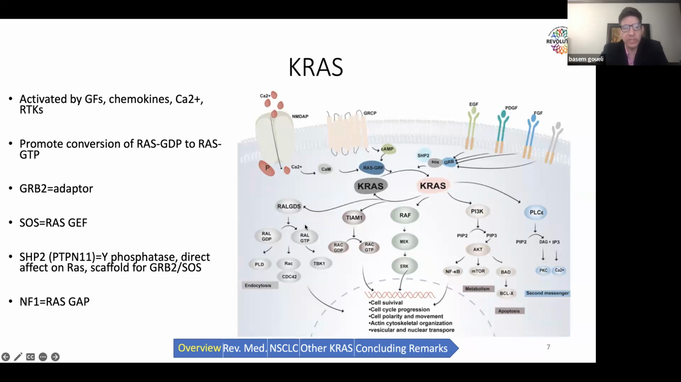You can activate other pathways as well. The key here, and what's really important to appreciate, is number one, GRB2 is an adaptor protein. We talked about that. SOS is a GEF, right? It facilitates conversion of RAS GDP to RAS GTP. And that's really important because a lot of people are targeting SOS. You're going to hear about SOS1 inhibitors. That's why they're targeting SOS1, because they're trying to prevent the conversion of KRAS GDP to KRAS GTP.